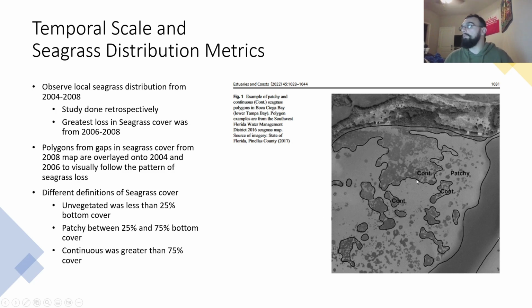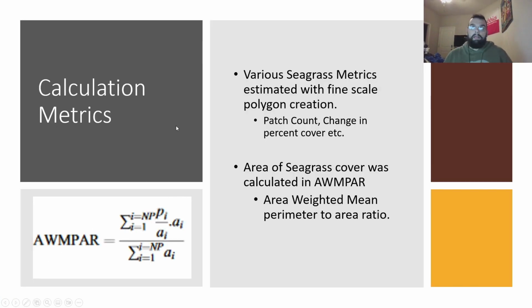This image over here on the right depicts areas that would be defined as patchy, continuous, or unvegetated in the broad scale system. So certain calculations were done as well.